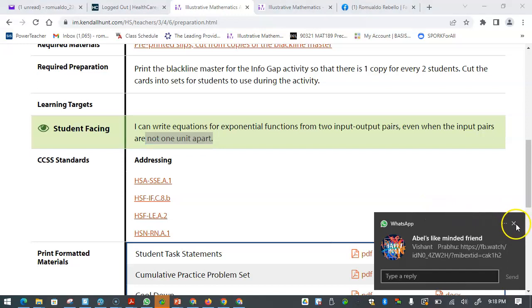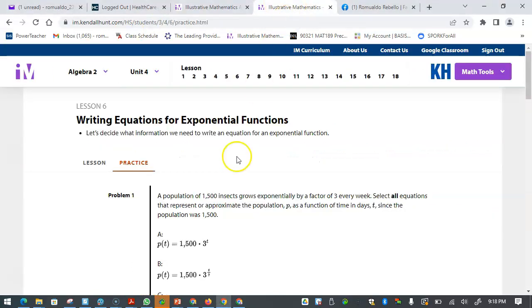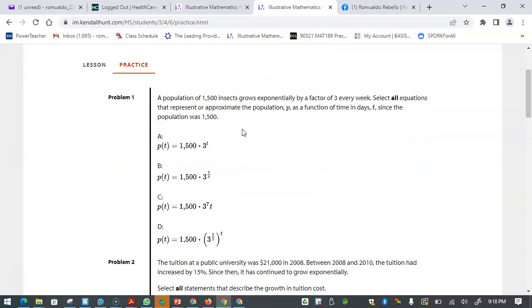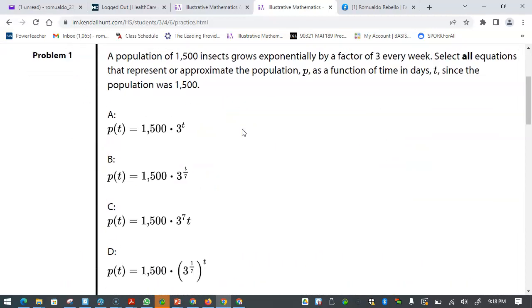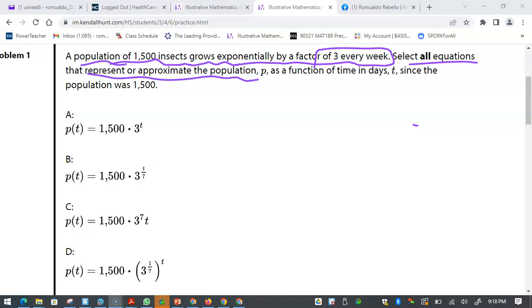So let's go directly to a practice problem. This is the students' practice problem, the first one. The question asks: a population of 1,500 insects grows exponentially by a factor of 3 every week. Select all that represent the population P as a function of time T.